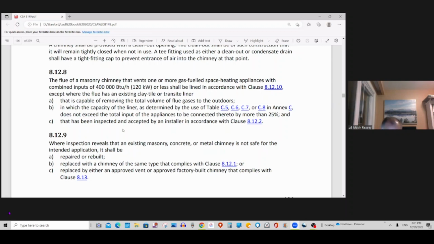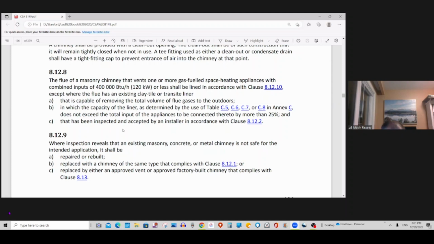Second one, it has to be permissible. To be permissible, it has to be usable, the way we can use it for those vents. And the most important thing is that we don't use the chimney if there is one appliance, fan assisted only.